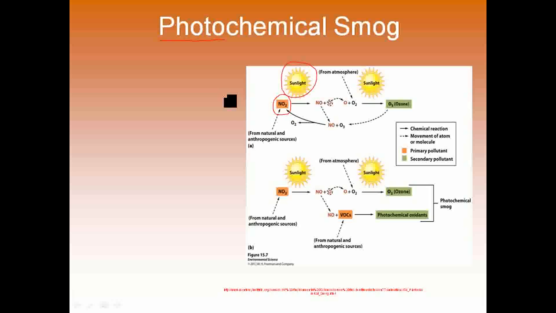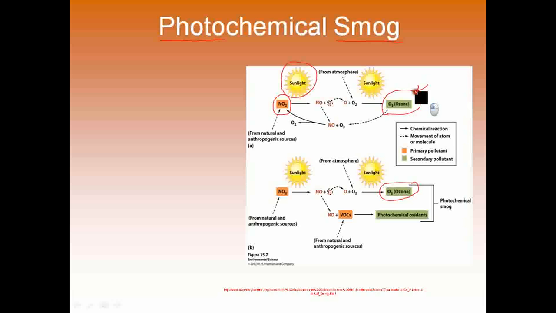But the pollutant, the problem with photochemical smog, is ozone. As we mentioned last time, ozone in the stratosphere is good. Ozone in the troposphere is bad. It is a serious lung irritant. It causes breathing problems, and that's the principal pollutant when we talk about photochemical smog.